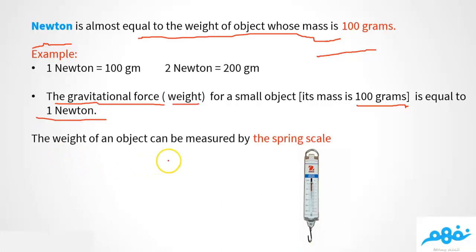And the weight of an object can be measured by what? Exactly, the spring scale, the very famous one. So I have a spring scale, which is considered the measuring tool that I use to measure the weight.